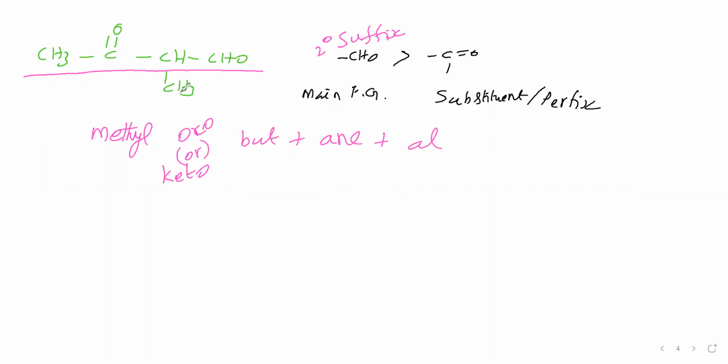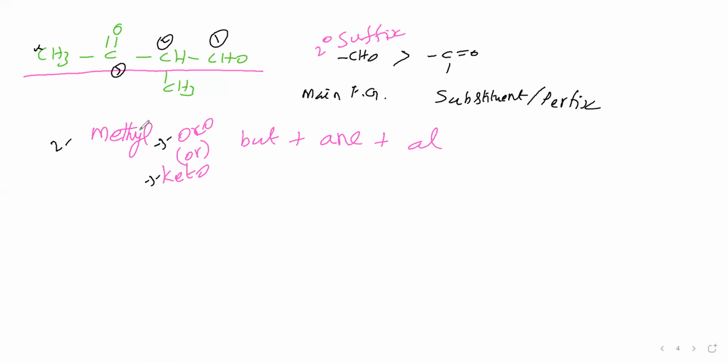Then we will give numbering in order to say the position. In the numbering, give the aldehyde carbon number 1 because it is the main functional group. Then second carbon, third carbon, fourth carbon. The ketone position is 3, therefore we will write 3. Then this methyl position is 2. Methyl first letter M, oxo first letter O, therefore alphabetical order: methyl first, oxo second.